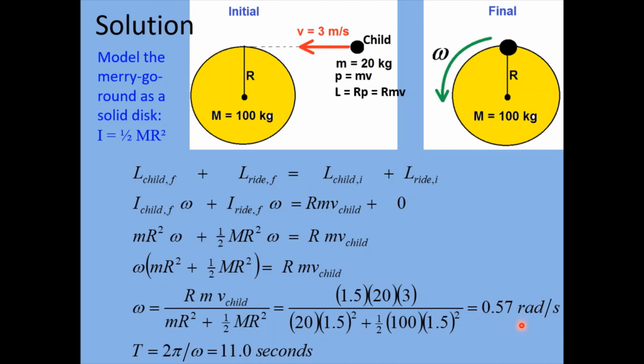The problem also asked, how long does it take once the child jumps on? How long does it take for this thing to turn one complete revolution? Well, we're talking about the period there, the period of revolution. And if you remember back from rotational dynamics and rotational kinematics, the period of a revolving object is equal to 2 pi divided by omega. So we take 2 pi and divide by this number here, and that gives us 11 seconds.